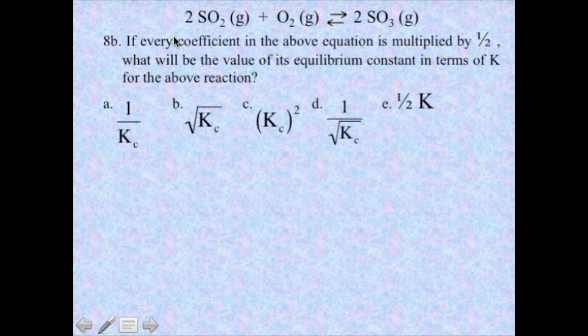Okay, so remember that coefficients become exponents in the mass action equation. If you're multiplying every term by 1/2, that means you're going to have K to the power 1/2. And K to the power 1/2 is the square root of K. So it would be answer B.